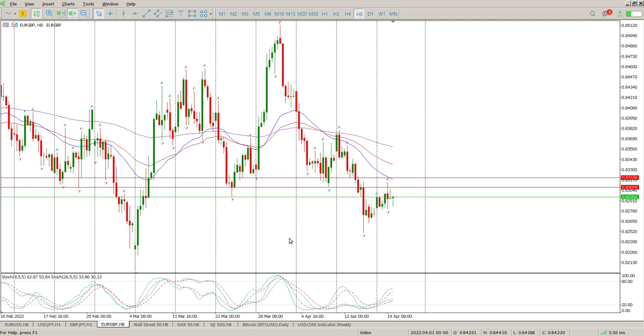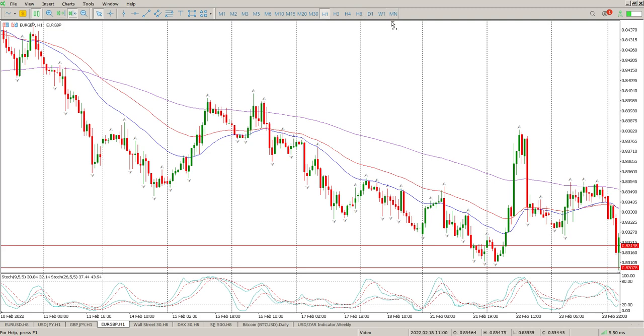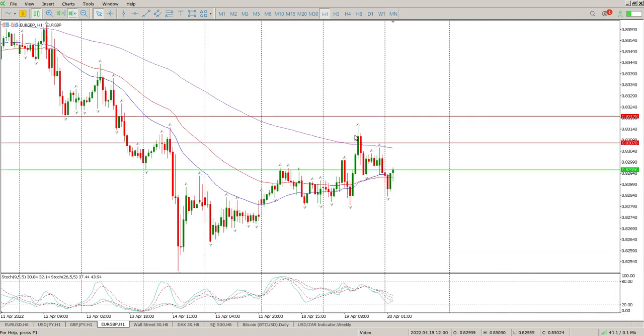Euro British pound, nothing really going on. We have got this weekly structure here, and we've sort of broken below it, and then we've come back to test it. So as I said yesterday, you're looking for shorts in this area. It did look like you had a play there off the 155, so you could see an inside bar off there, but it hasn't really given you much.